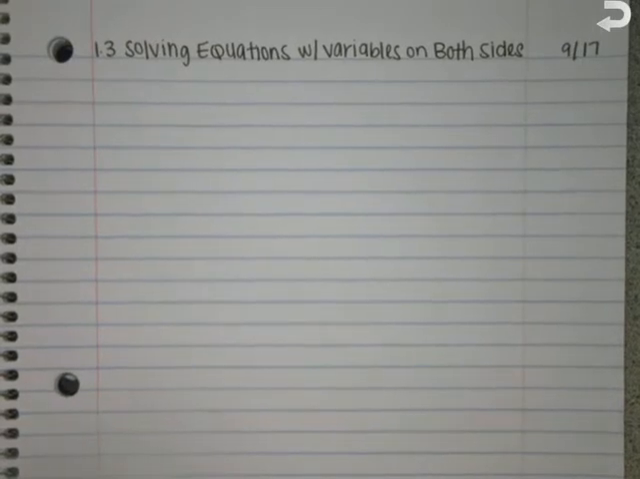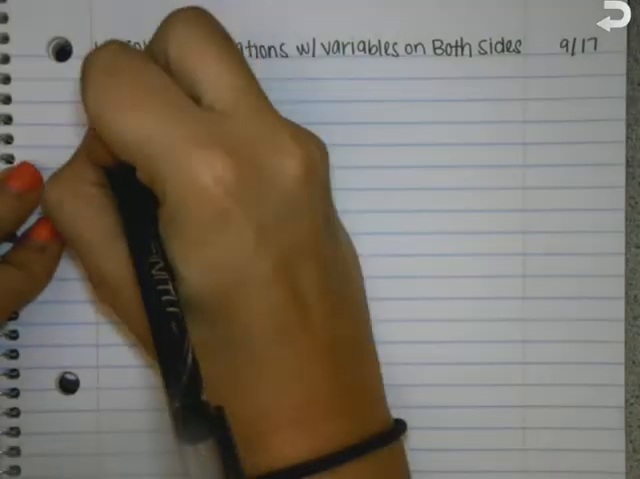Today, 1.3, we are solving equations. This time, though, there's going to be variables on both sides. So the steps still apply that you guys wrote down yesterday, but there's going to be one other big thing I need you to make sure you do. So here's the general rule when there are variables on both sides. And I want you to write it nice and big.